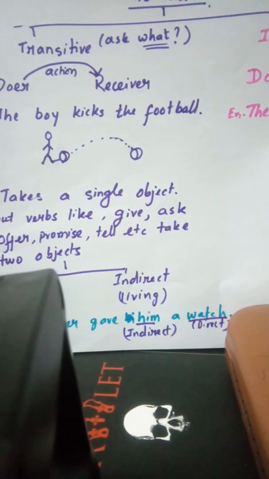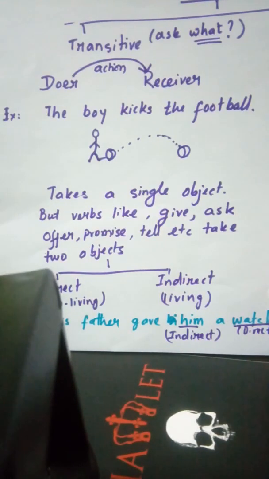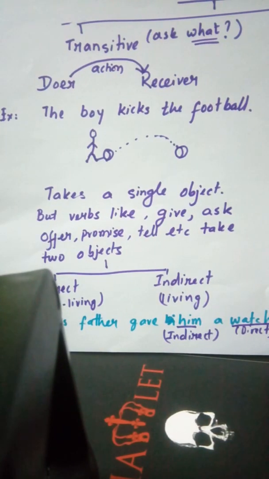So now let us go into the actual definition of transitivity. As per the definition, an action is called transitive if it passes on from the doer to the receiver. Now as you can see in the diagram, there is a doer and a receiver, and the action is passing over to the receiver. So the receiver is actually getting the effect of the action.